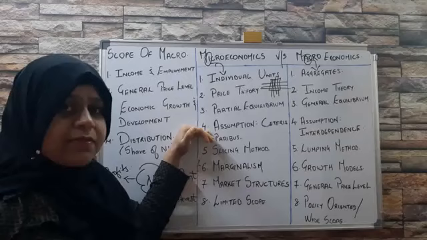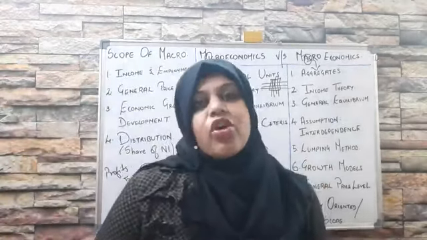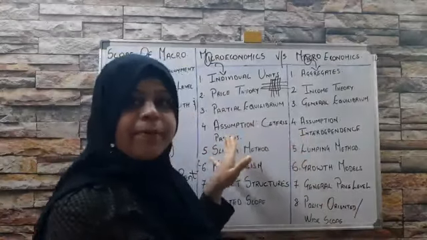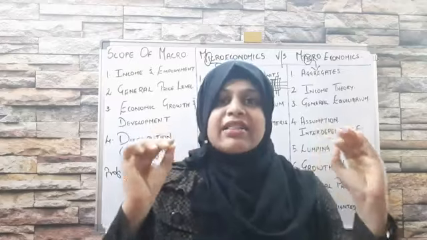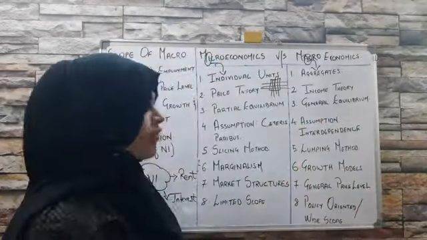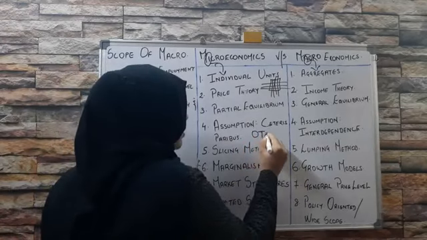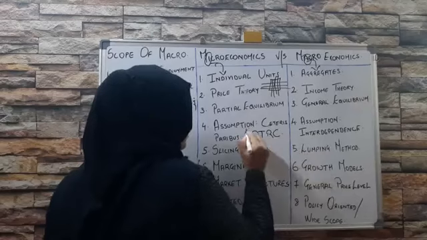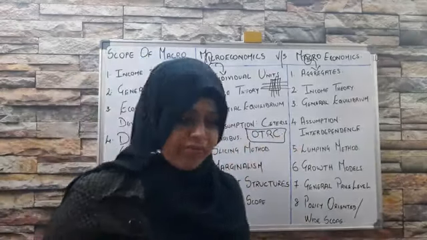Here, in this particular point, the basic assumption of microeconomics is ceteris paribus. What is ceteris paribus? Very simple. Other things remain constant. This is the meaning of the word ceteris paribus. Other things remain constant. Alright, you can memorize it in such a way if you don't remember.